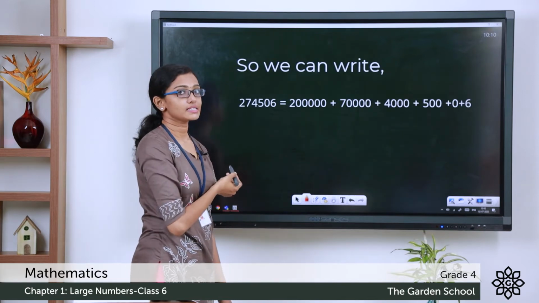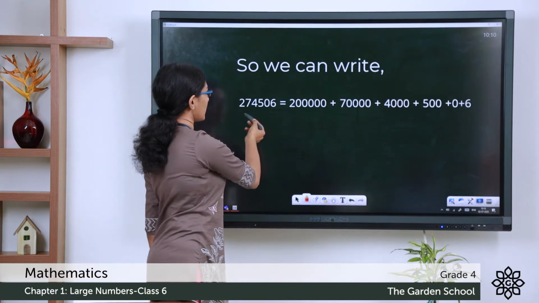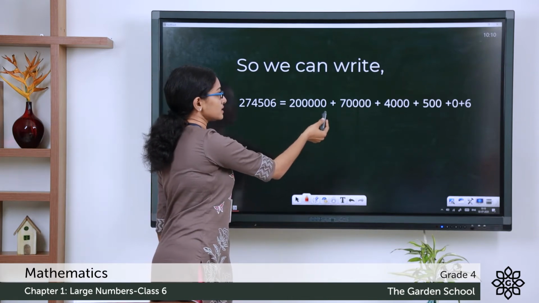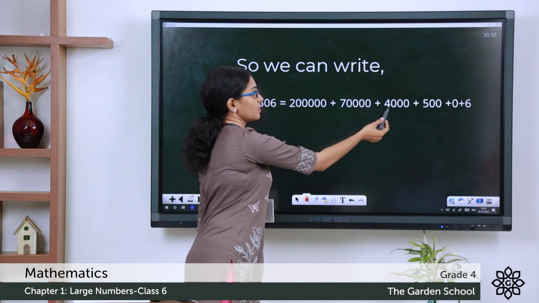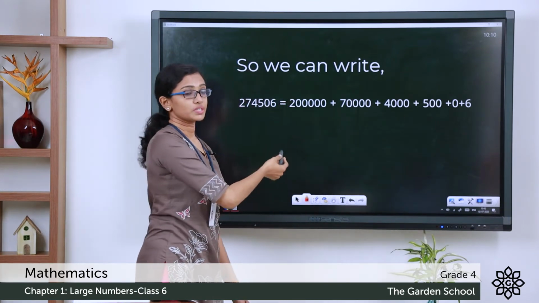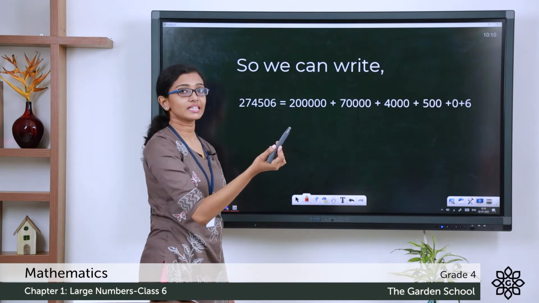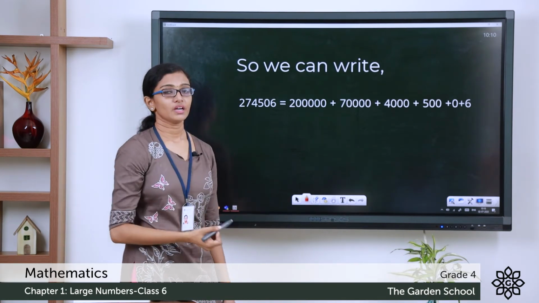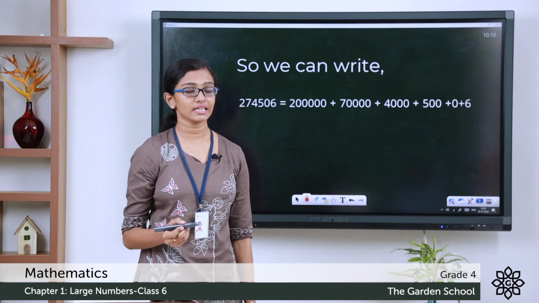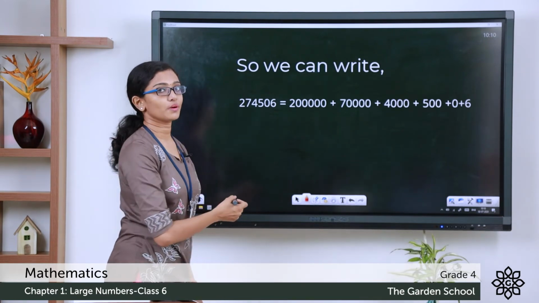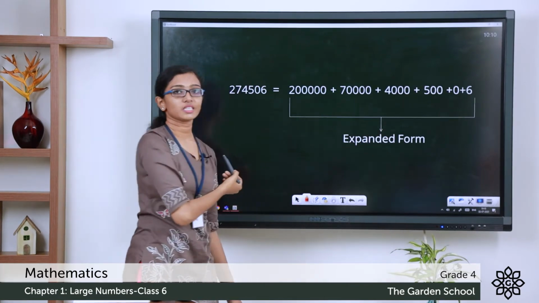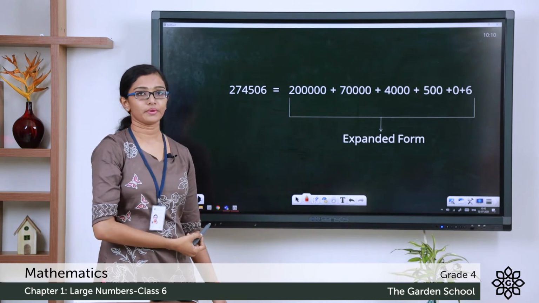So we can write this number as 2,74,506 equals 2 lakh plus 70,000 plus 4,000 plus 500 plus 0 plus 6, which is the sum of the place value of each digit in this number. So when a number is written as the sum of the place values of the digits in it, it's called the expanded form of the number. So in this case, this is the expanded form of this number.